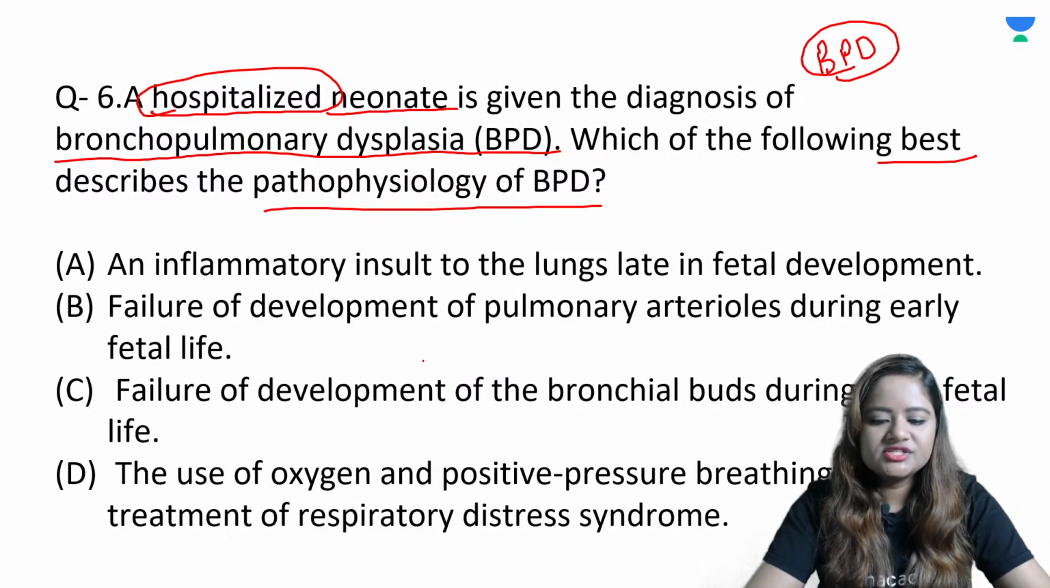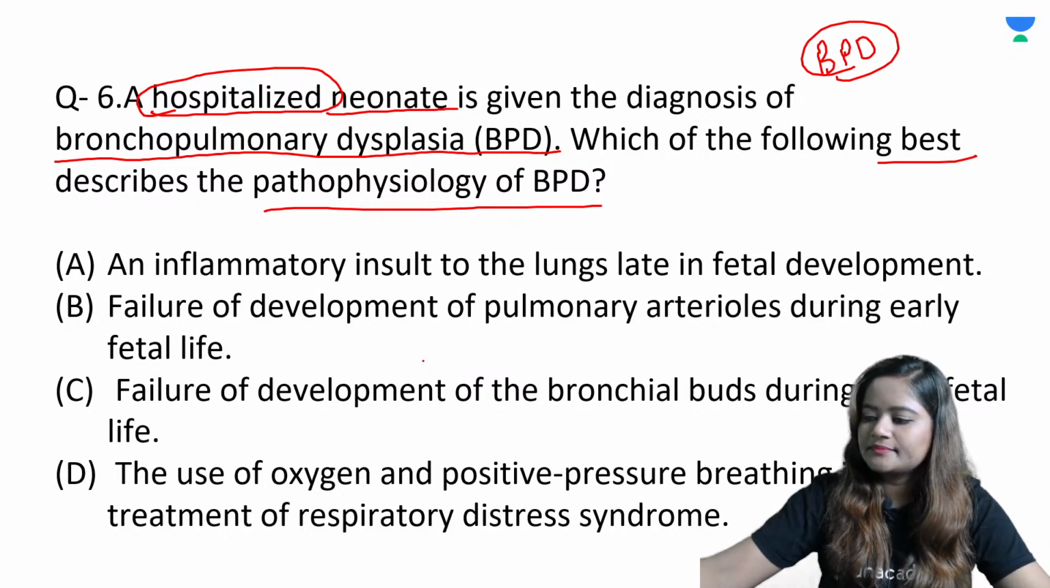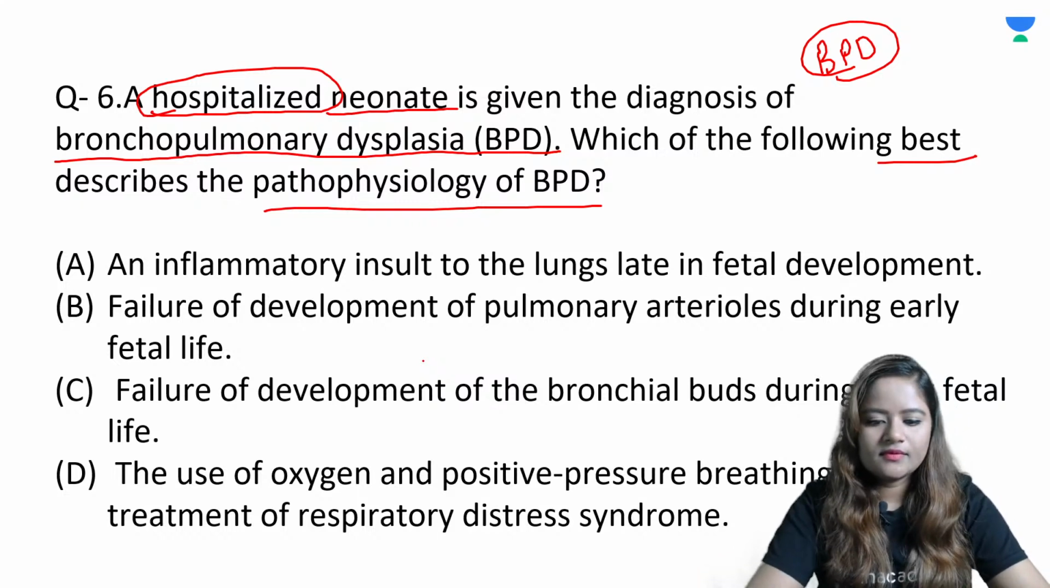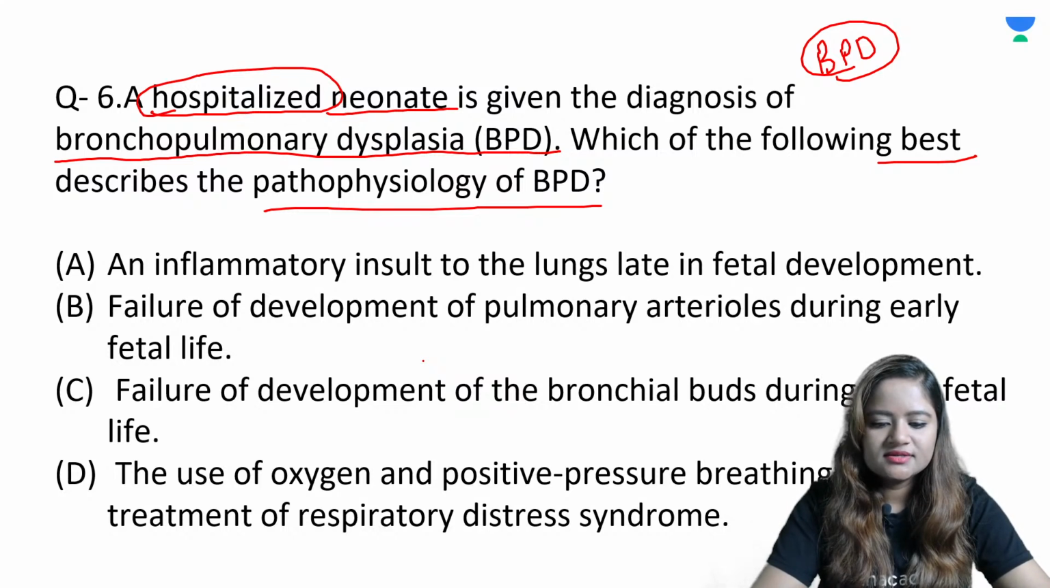Any more responses? Question number 6. All of you please type in your responses for question number 6. What could be the right answer over here?